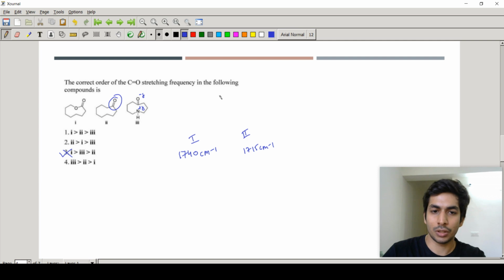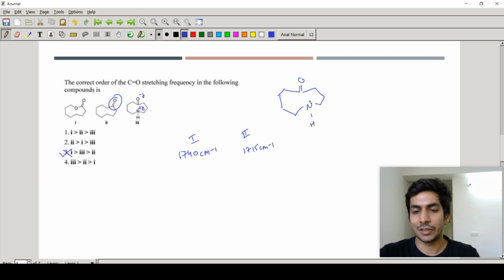See, in the third case, if I draw the molecule, what is happening is something called a transannular effect. This effect is given in two books. One is PS Kalsi; you can find this effect in that book, and there is also one more book on stereoelectronic effects.